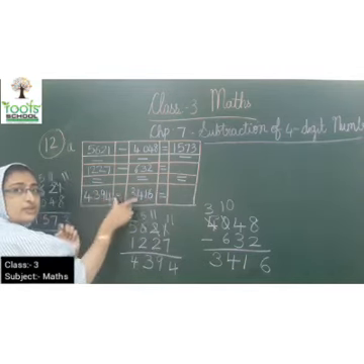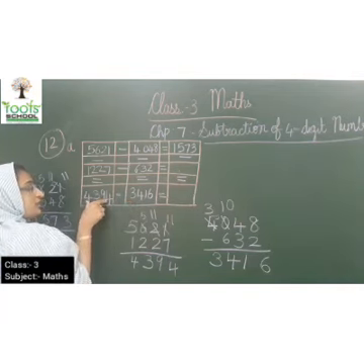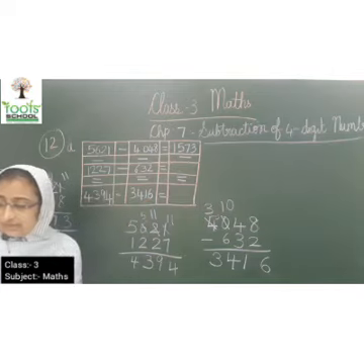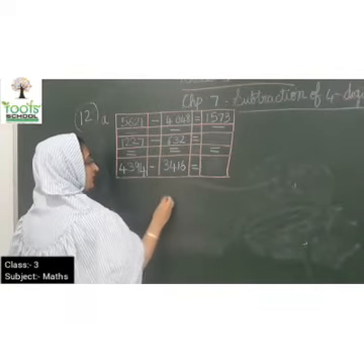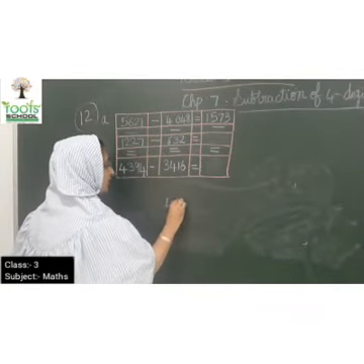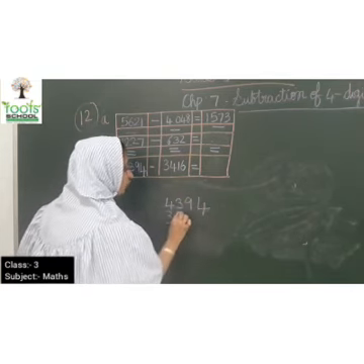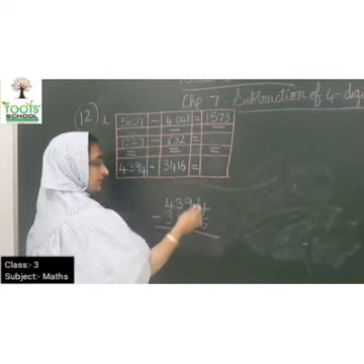Okay, so now you got these 2 answers. Now, which is bigger? This is bigger. So this will be the minuend and this will be the subtrahend. Okay, so let's solve it. Okay kids, so now what's the minuend? It is 4394. And what is the subtrahend? It is 3416. Now let's find the difference.